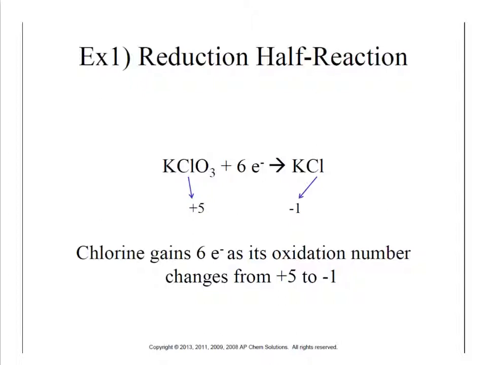However, since potassium is a spectator, it's not changing, we could also write this reaction as ClO3-, which is just chlorate, gaining 6 electrons, and it's forming Cl-. And we can leave potassium out of there because remember, this is probably taking place in a solution, so it's aqueous, so it's not really potassium chlorate. It's potassium doing its own thing, chlorate doing its own thing.